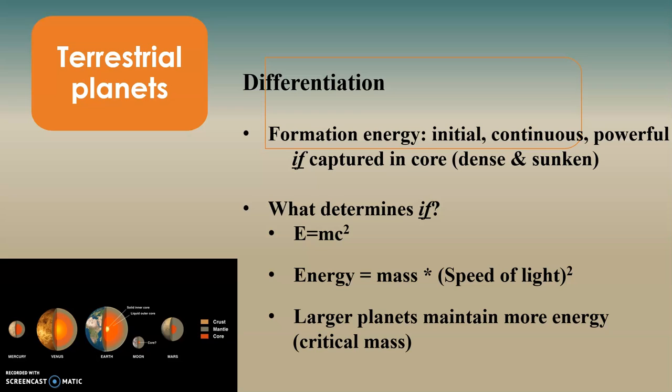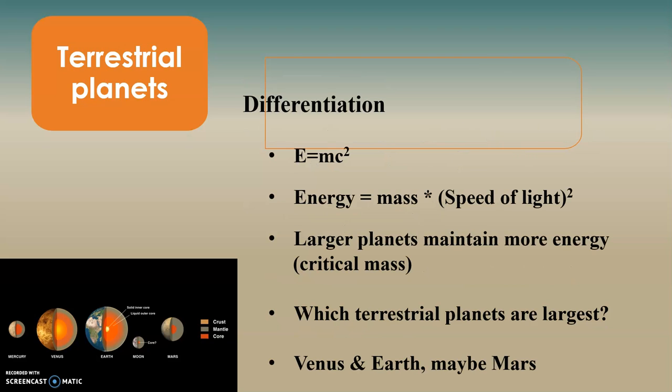But to get back to it, if we look at E equals mc squared, it means that the larger planets, which have more mass, are going to have more energy because they have more critical mass that is a real storehouse for that energy. And in fact, if you look at that, which terrestrial planets are largest? Well, over here, we've got certainly Venus and Earth. Maybe Mars can qualify. The smallest terrestrial planets are Mercury, and the moon is not a planet.